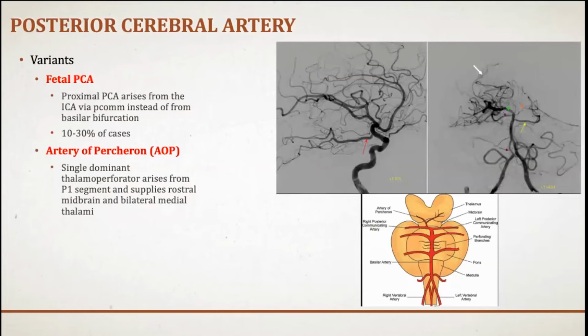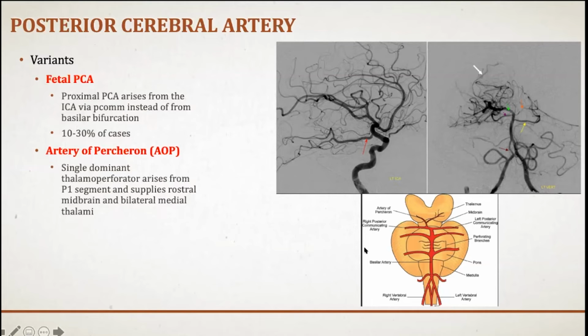So there are many variants of the posterior cerebral artery that you'll learn about as you go forward. But the biggest one to know is the fetal PCA. Some of you may have heard about the fetal PCA. The fetal PCA is just the fact that the proximal PCA arises from the ICA via the posterior communicating artery instead of the basilar bifurcation.